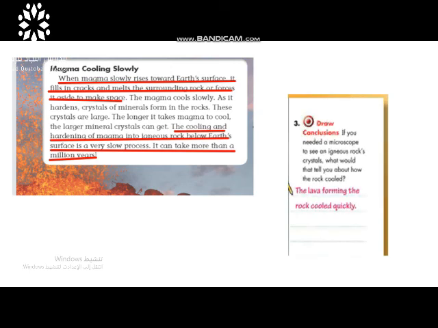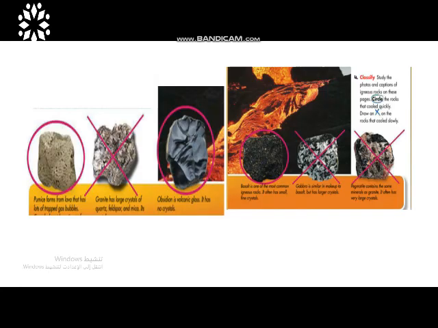Draw a conclusion. If you need a microscope to see an igneous rock's crystals, what would that tell you about how the rock cooled? It's very easy. The lava forming the rock cooled quickly. Classify.